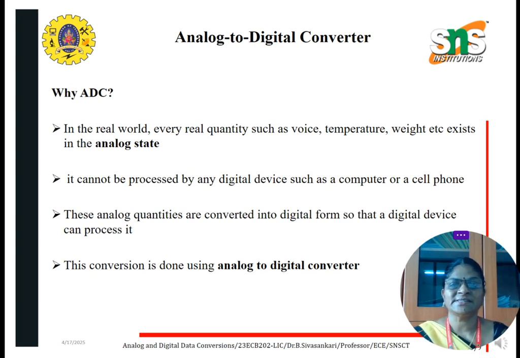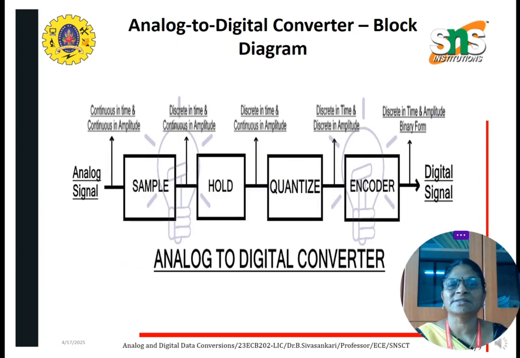Why are we going for this ADC? In our real world, every real quantity such as voice, temperature, weight, etc. exists in the analog state. But our devices, like a computer or our cell phone, cannot accept these parameters, like voice, temperature, weight, directly, which are all in analog state. So there is a need for a conversion to digital. These devices can accept only digital binary forms, zeros and ones. This is why we convert an analog signal into a digital signal.